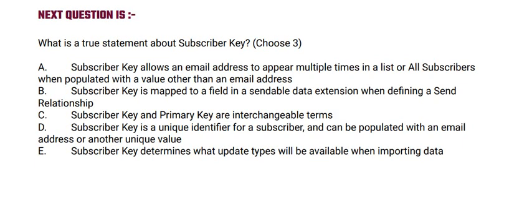Option C, subscriber key and primary key are interchangeable terms. Option D, subscriber key is a unique identifier for a subscriber and can be populated with an email address or another unique value. And option E, subscriber key determines what update type will be available when importing data. The correct option is option A, B, and D.